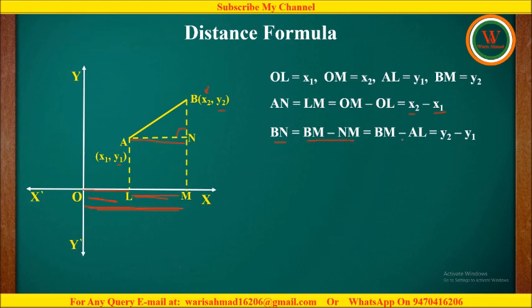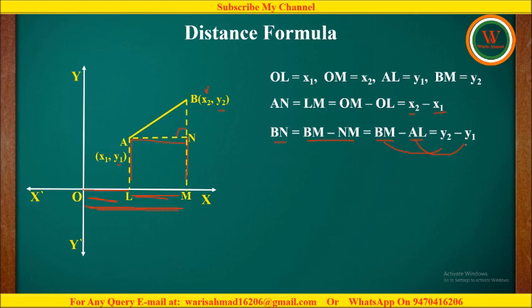After that, we can write BM as it is, minus, in the place of NM. This NM line segment is equal to AL. So in the place of NM we can write AL. Now the value of BM is y2 while the value of AL is y1, so we can place them here.